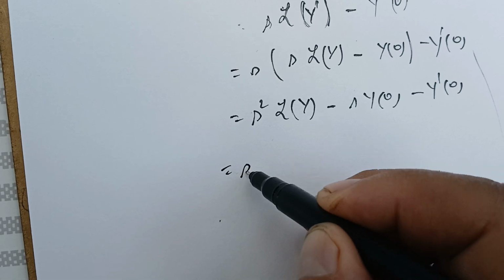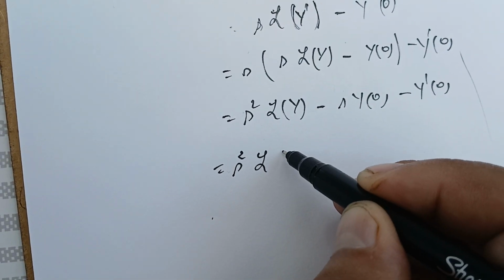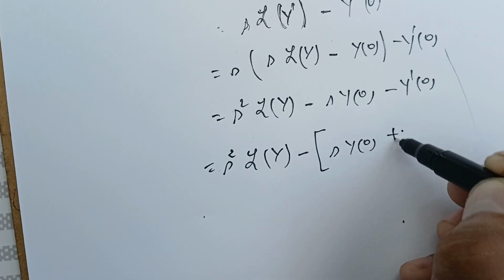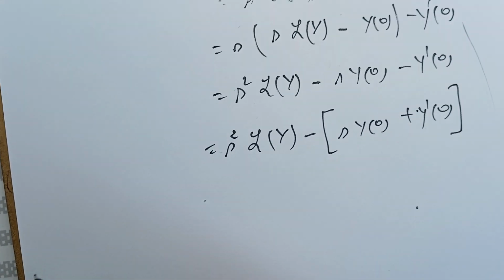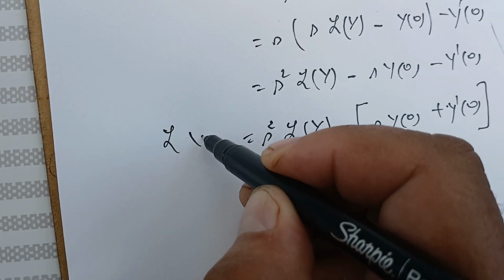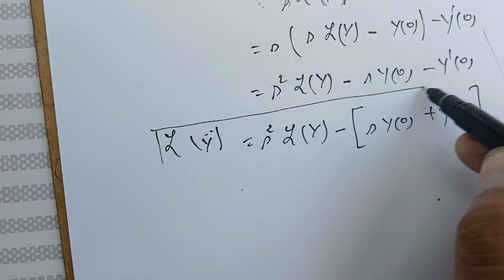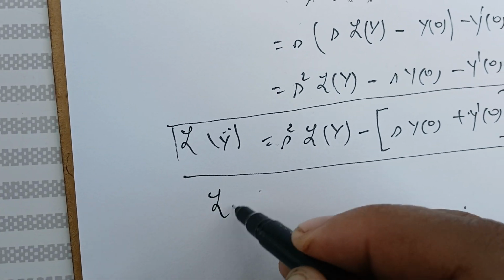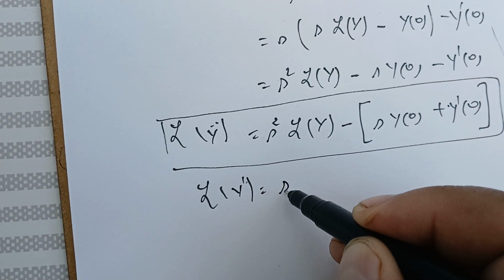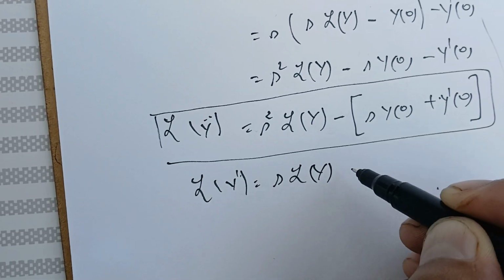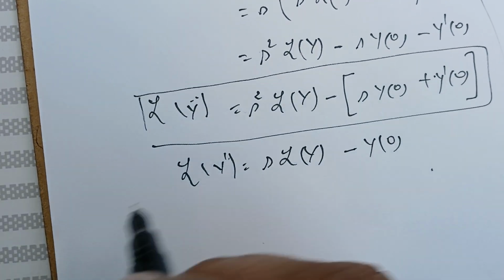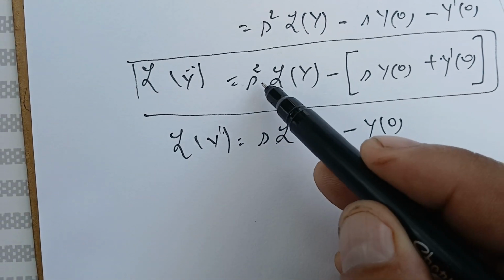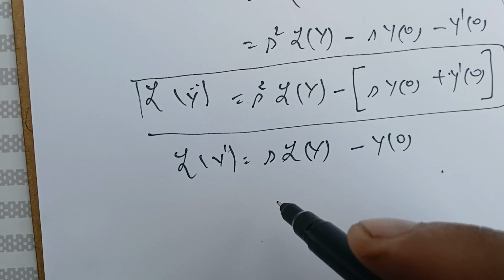And I can write it in this manner: s squared Laplace of y minus s y(0) minus y'(0). And this is the Laplace of y''. Notice that the Laplace of y' is given by s Laplace of y minus y(0). The order of the derivative is always the power of s that we multiply by the Laplace of y.